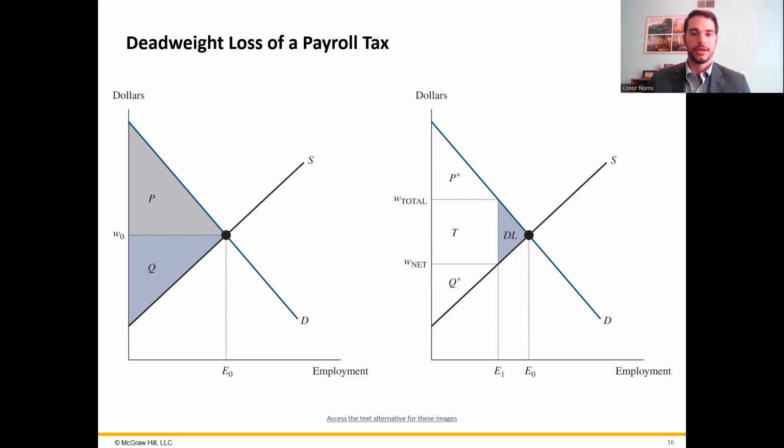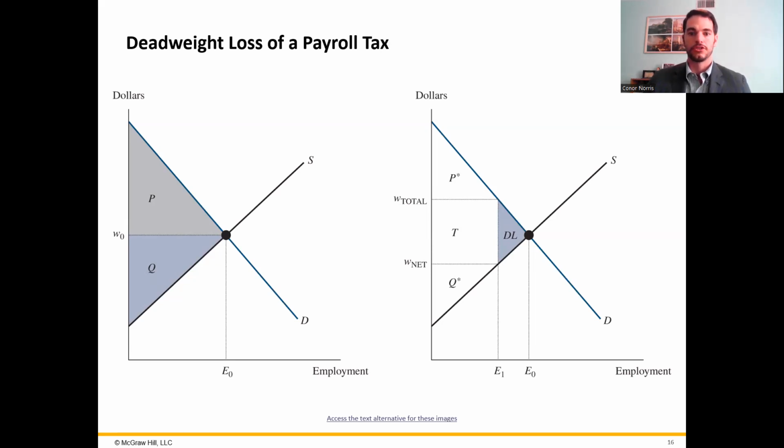So in this case, for the payroll tax, some of that producer and consumer surplus that no longer goes to the consumer and the producer goes to the government in the form of the tax. That's the difference between the wage being paid by the firm and the wage being received by the worker. But some of it is simply lost. Instead of going to the government, there are transactions that never take place now because of the reduction in employment. That doesn't go to anyone. That is completely lost.